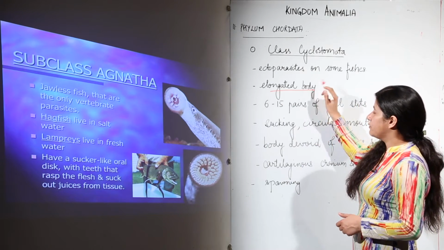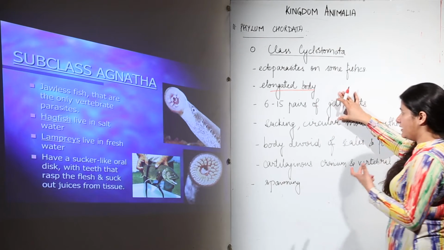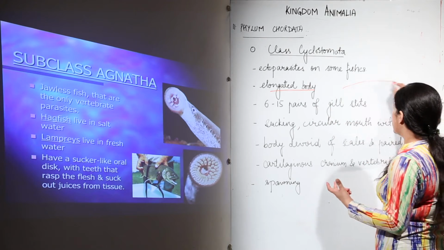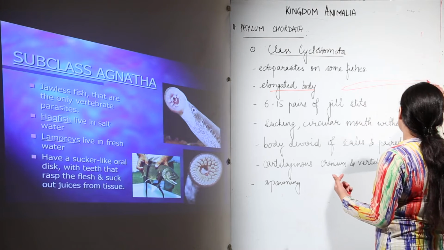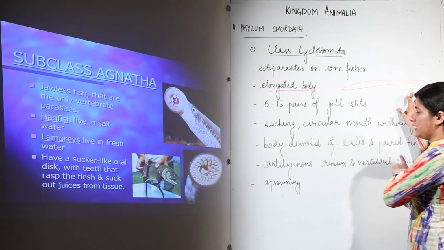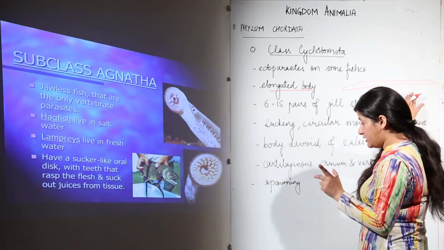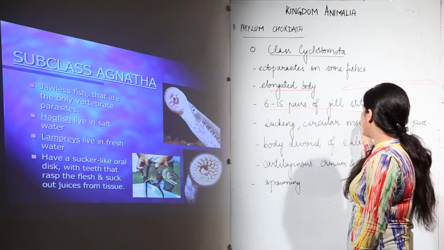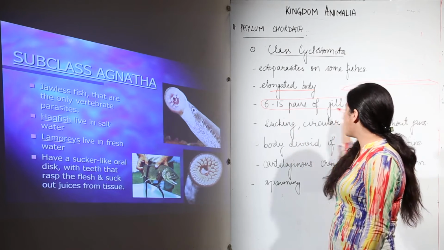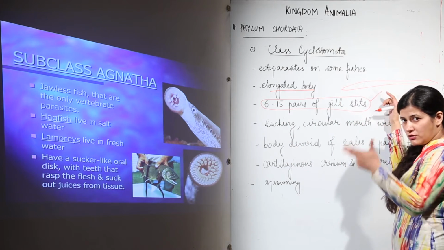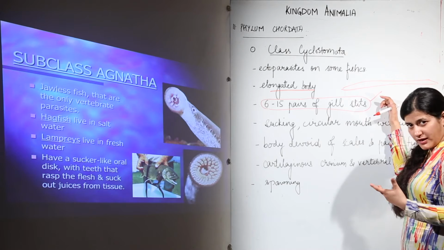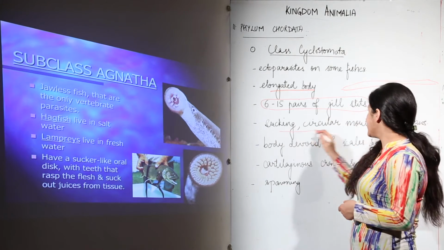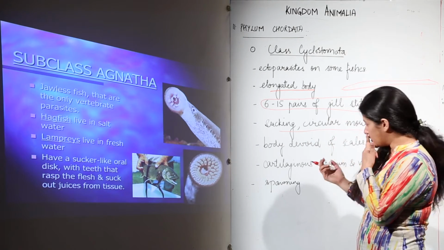They have an elongated body, that is also very clear. They are somewhat like this. This is the structure of a cyclostome. This elongated body won't be a worm-like body, please pay attention to that, don't get confused with that. There are 6 to 15 pairs of gill slits present, too many gill slits for respiration, and there is a sucking circular mouth without jaws, we had talked about it.